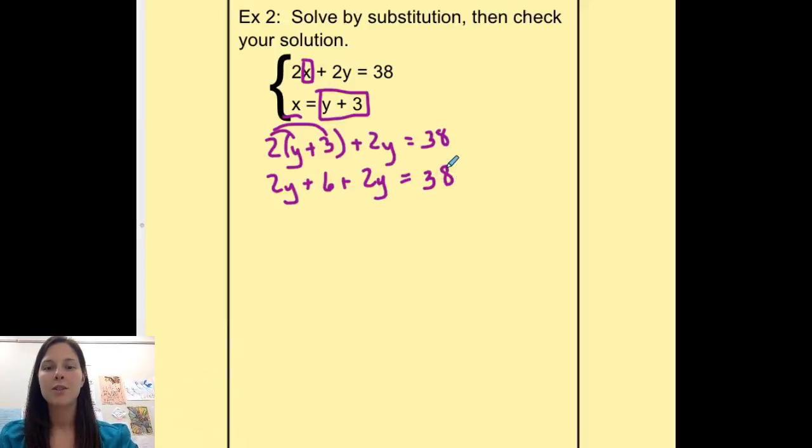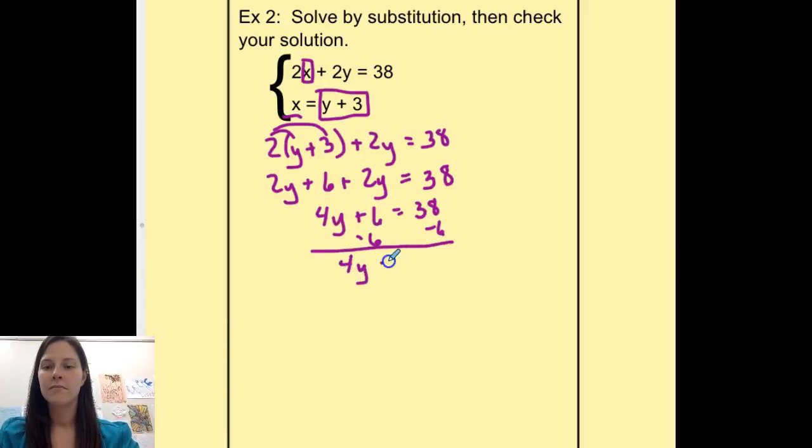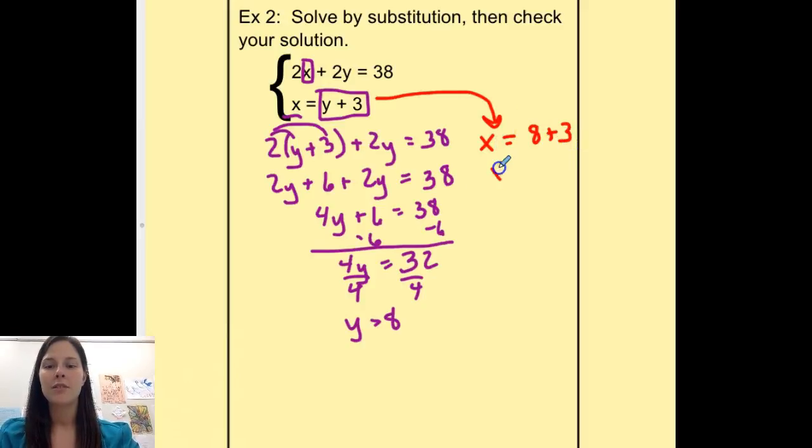Combining my like terms, 2y plus 2y gives me a total of 4y. Subtracting 6 from both sides, and dividing both sides by 4, we get y equals 8. Going to that second equation that already has x solved for, and replacing y with 8, 8 plus 3 gives me an x value of 11.